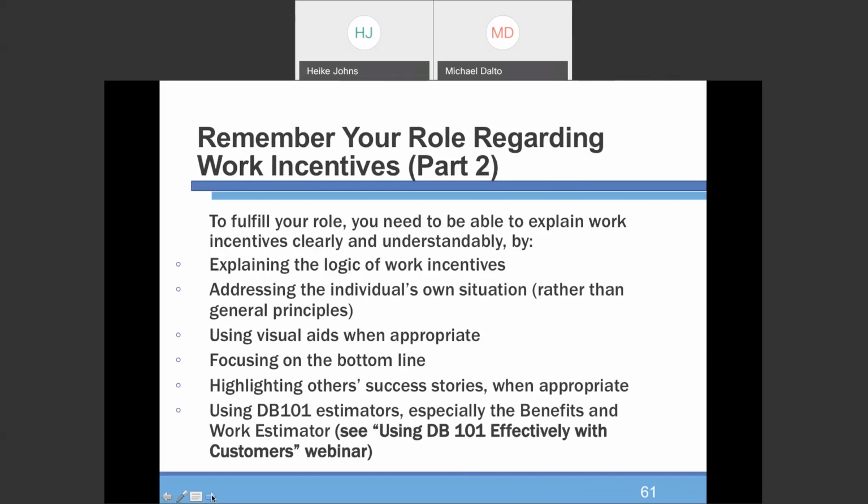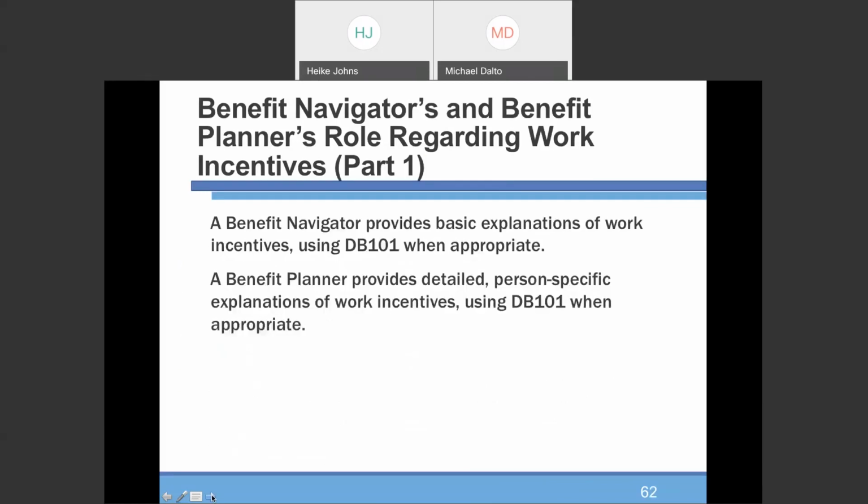You could highlight success stories of other people when appropriate and use DB101 estimators, especially the benefits and work estimator. You can get more information about that by checking out the webinar called Using DB101 Effectively with Customers. So specifically, what do benefit navigators and benefit planners do regarding work incentives? A benefit navigator provides basic explanations of work incentives using DB101 when possible. A benefit planner provides more detailed and person-specific explanations of the work incentives and should always use DB101 when possible.